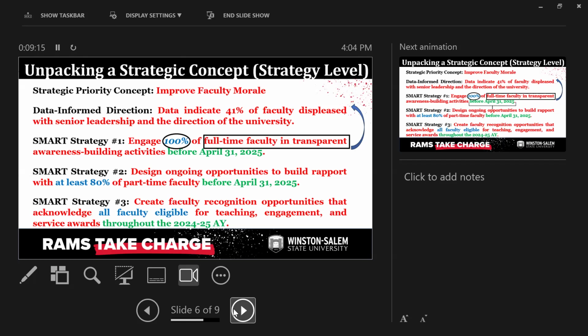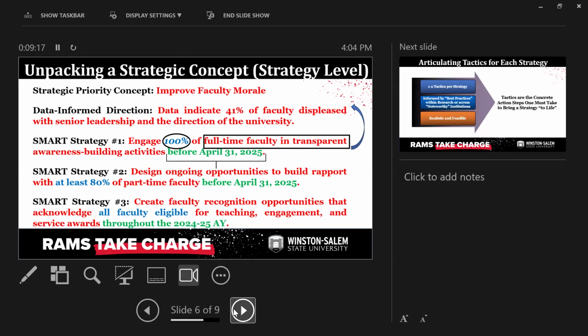And we know that it's time bound because it's telling us before April 31st, 2025, we should have this achieved. So we know it's a well-written, smart strategy. Where we have a question is whether or not it's achievable before the April 31st, 2025 deadline date. Other than that, we know it's a well-written, smart strategy. That's what I'm asking us to do as we think about the strategies for each of the concepts, writing them in a smart way.